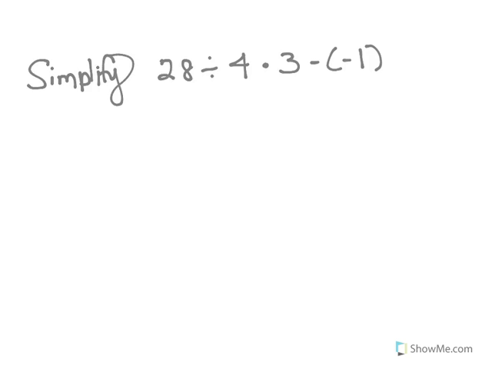First, we're going to simplify this expression here, and we have to remember that we're going to be using order of operations. So from left to right, we're going to go ahead and do our division, because we have division and multiplication and subtraction. So for these two, they're the same precedence, but we go left to right. So 28 divided by 4 is 7.